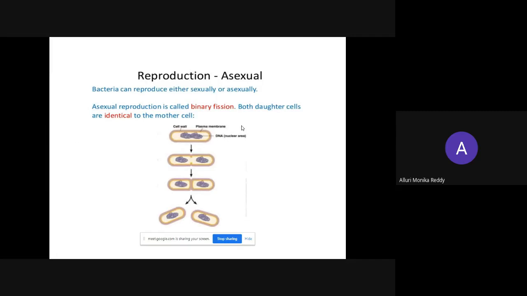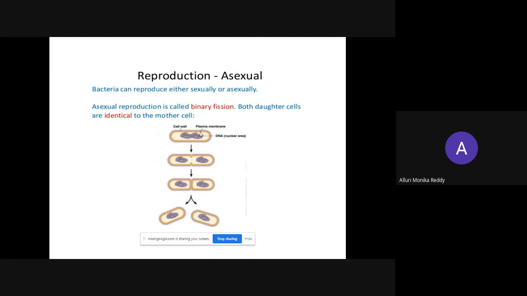In this, a single-cell bacterium divides into two daughter cells. These are identical to the parent cell as well as to each other. Replication of DNA takes place within the parent bacterium. We can see in the first cell that replication is taking place within the parent bacterium. That is the initial stage of division or fission.